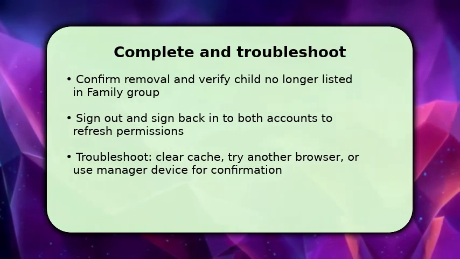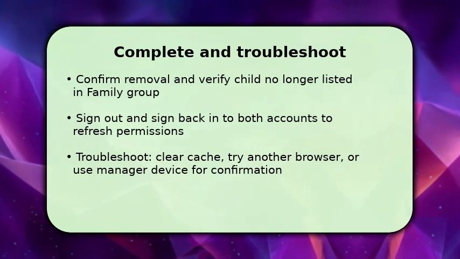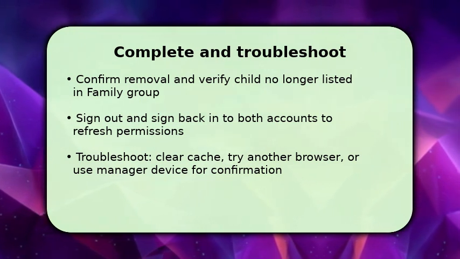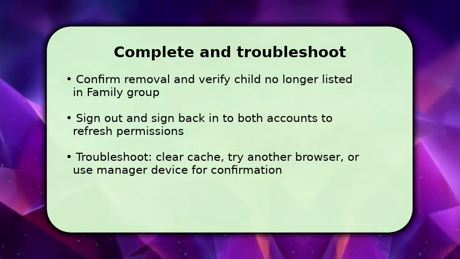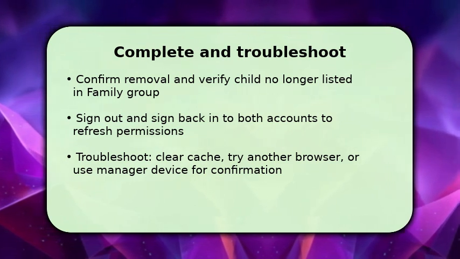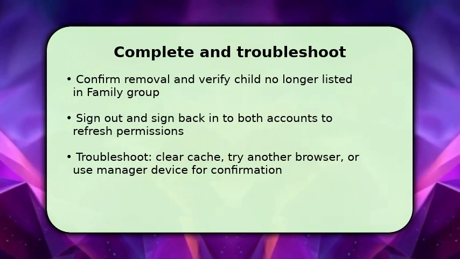controls. If the child still appears, clear browser cache, disable interfering extensions, or repeat the process from the original managing device. If you get an error about ownership or family manager limits, check for other managers or wait a short time for Google servers to propagate the change.